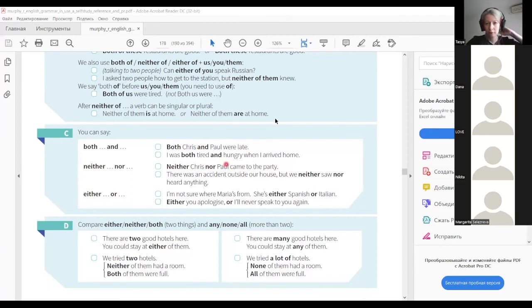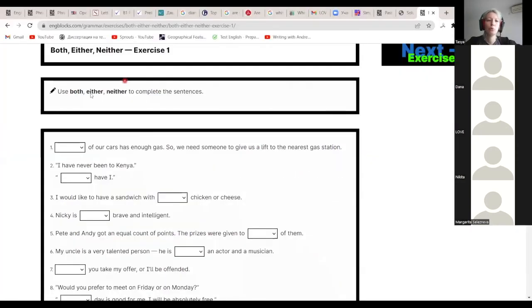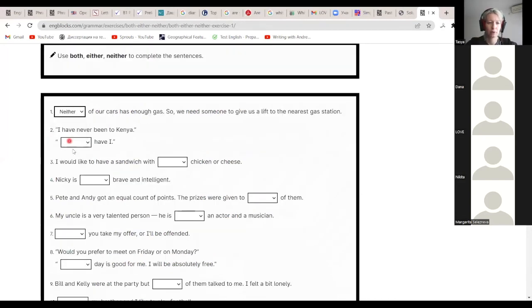Tired and hungry. Давайте, у нас еще есть время сделать упражнение. You have to use both, either or neither to complete a sentence. The first one. Neither. I think so. The second one. I have never been to Kenya. Your option: both, either or neither. Neither have I, потому что и я никогда. У вас never как отрицание.